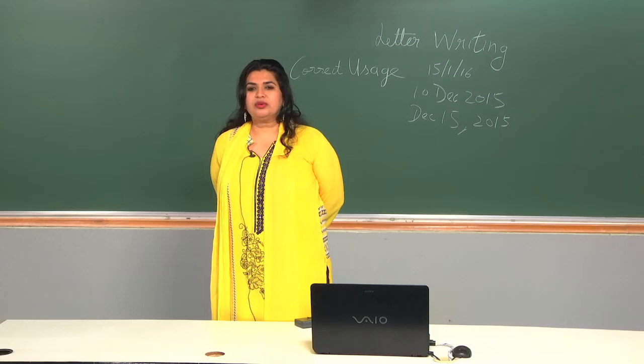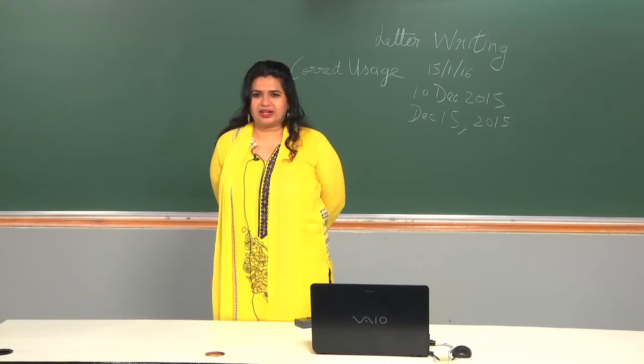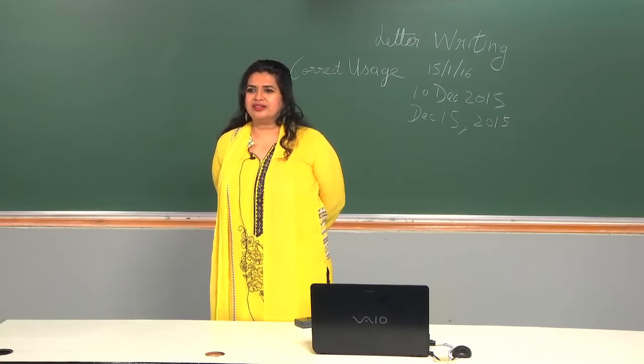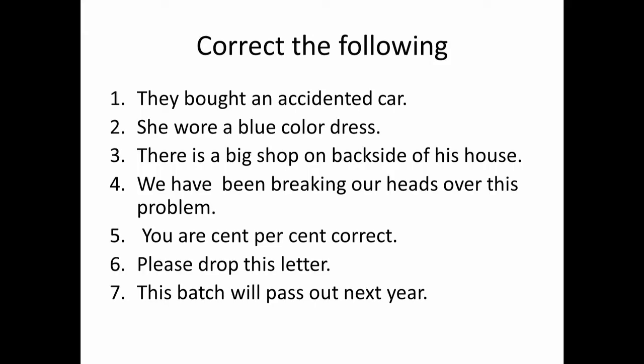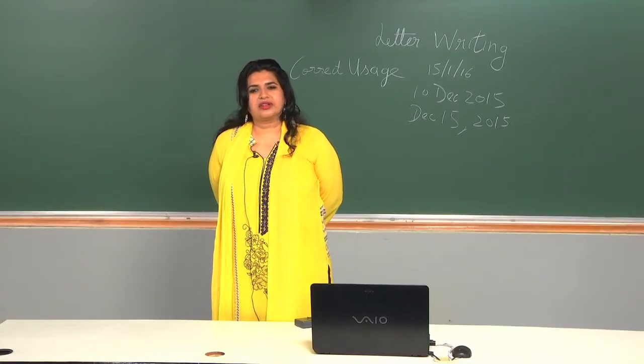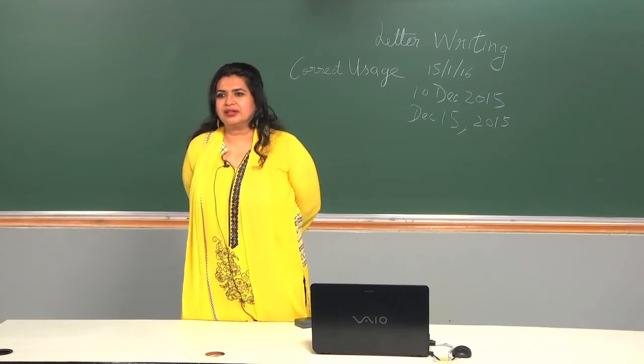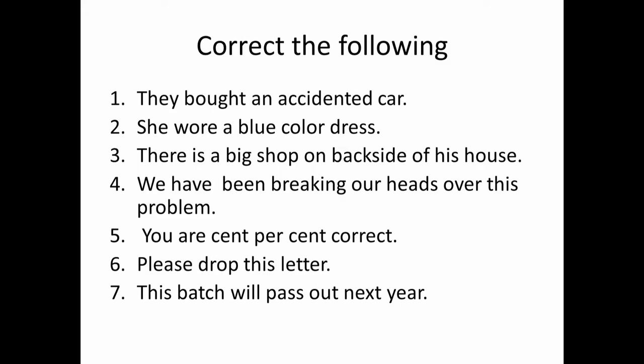So, what's the problem? Now, we don't say accidented car or accidental car, we say a damaged car or perhaps a used car. And if the used car is a damaged car, then that is what we say, or a dented car, but not accidented car. She wore a blue color dress, very common, red color, yellow color, white color. All you have to say is she wore a blue dress. You do not have to use the word color, that is redundant. There is a big shop on the back side of his house, very common mistake. You have to say there is a big shop at the back of his house. Backside has a completely different meaning. We have been breaking our heads over this problem. We do not break our heads, we rack our brains.